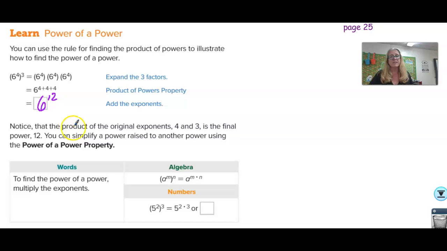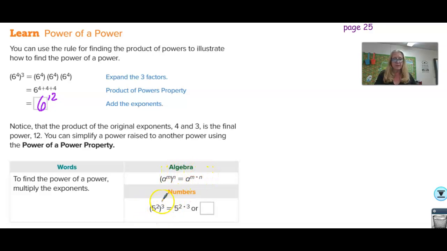Now it says, notice that the product of the original exponents, 4 and 3, is the final power, 12. So what they want you to realize is that if you had multiplied 4 times 3, you would have gotten 12, and a lot less work. That is the power of a power property. If we raise one power to a second power, we can multiply the exponents. So down here it says, in words, to find the power of a power, multiply the exponents. This says raising a power to a power, multiply the exponents.